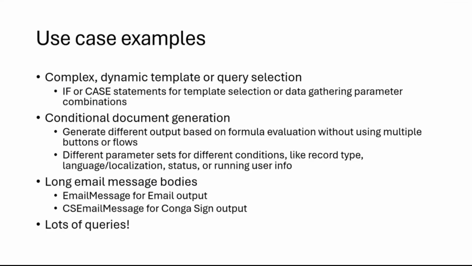Query string field can also be used for conditional document generation, so populating, again, multiple parameters based on field values like localization, language, status, running user info. So as an example, say you want to generate a document and either email it or send it via signature based on a field value or other condition. You can use query string field to decide which parameters to use in either scenario. It's also useful for building long formatted email bodies, which won't fit in the button by itself. And our most common use case is when a Composer solution has a lot of queries that won't fit in the button.